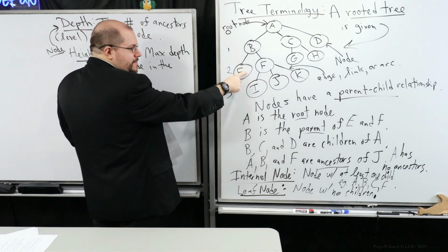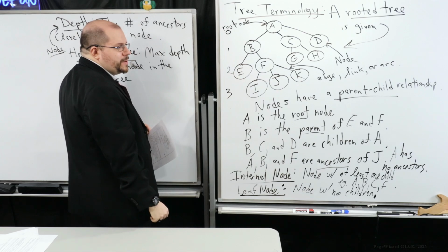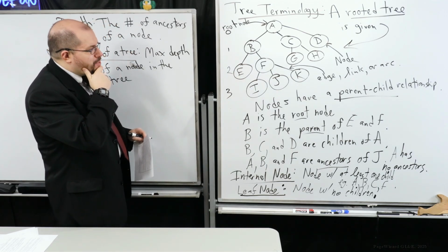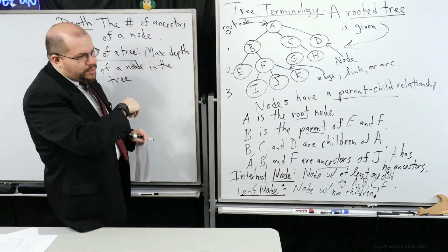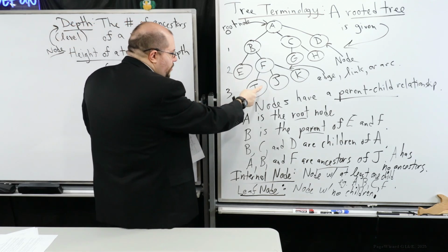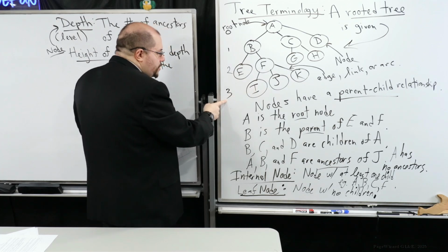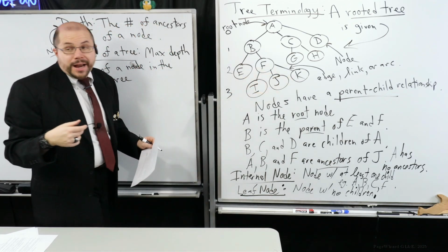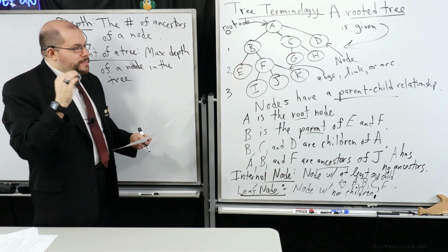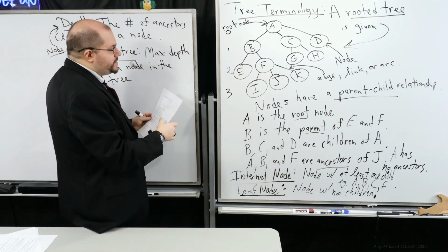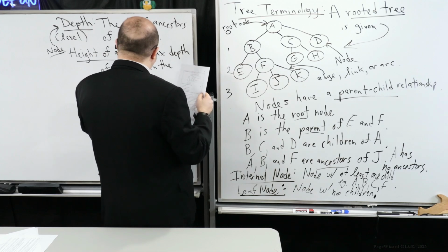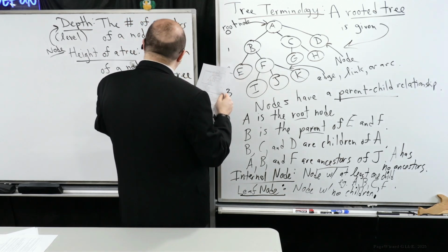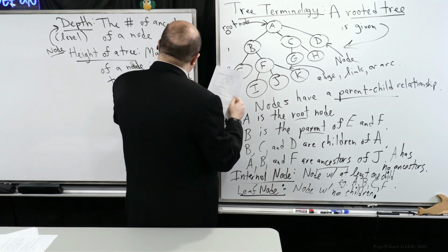Is it this one? Is it E? I don't think it's that one, because it has depth 2, and we know there are nodes with depth 3. So let's pick one of these. I has depth 3. J and also K do. There's none that have a higher depth. So what's the maximum depth of any node in this tree? It is 3. So our tree has height 3.